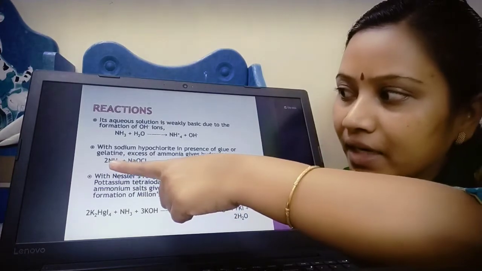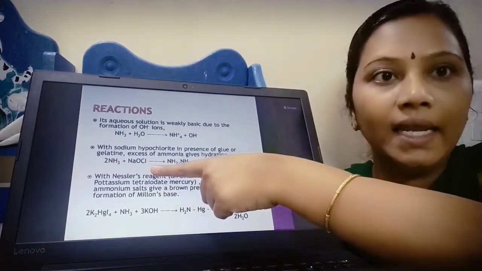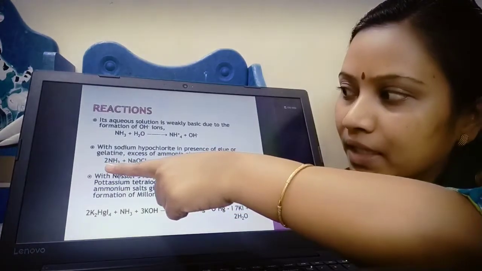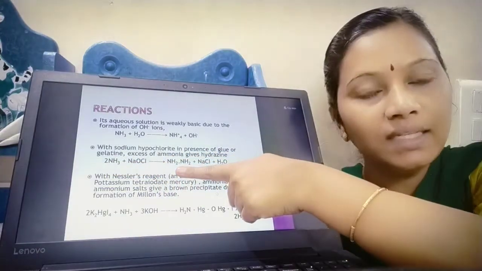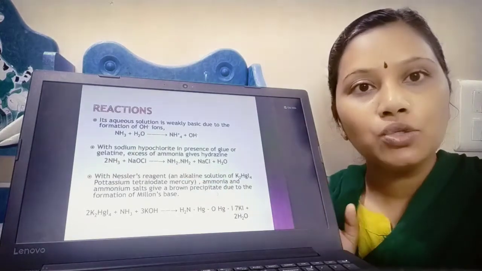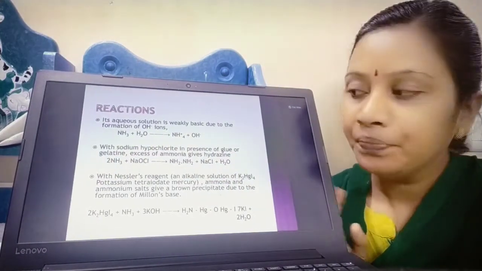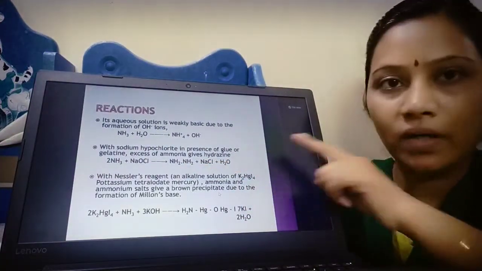Then, when I treat ammonia with sodium hypochlorite, NaOCl, I will be getting hydrazine. Okay children, this is an important reaction. NH2NH2 is the formula for hydrazine. So, hydrazine, sodium chloride, and water are produced.